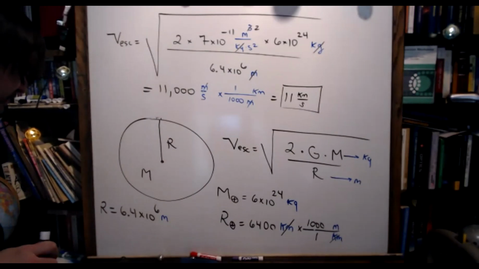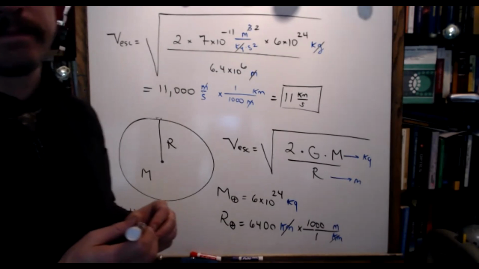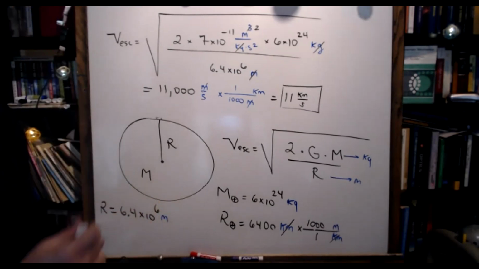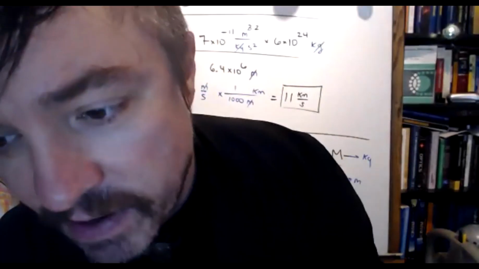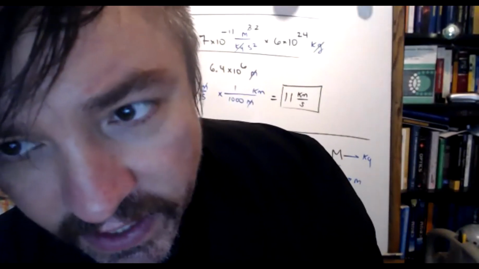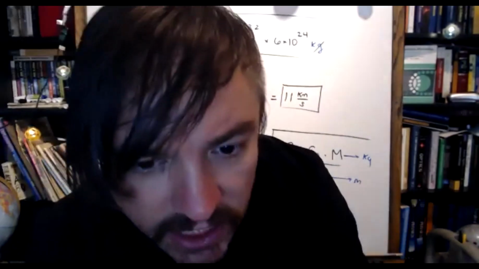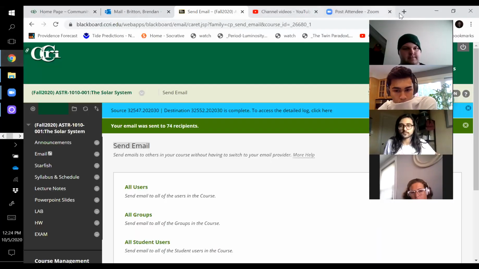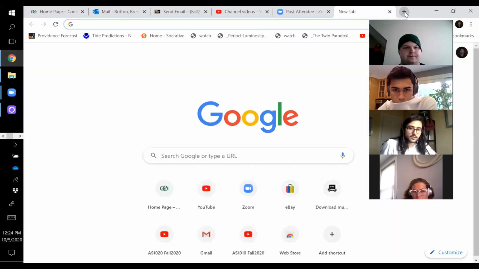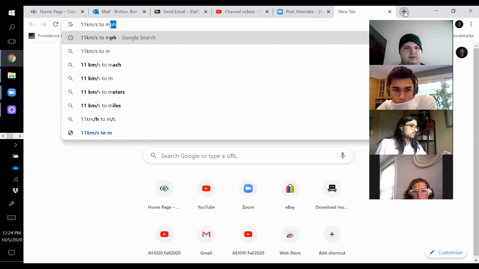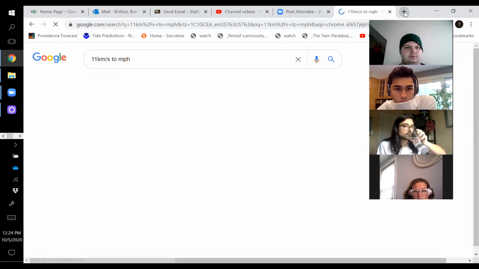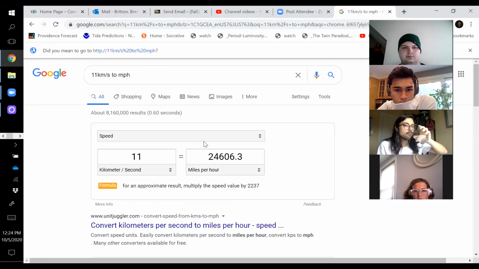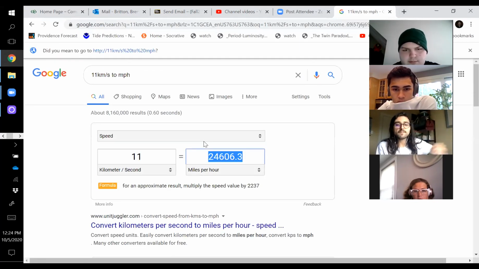Is that fast, class? Do you think 11 kilometers per second is fast? Yeah, it's probably really fast. Let's do something here together. Let's share screen. Let's do a Google conversion real quick. 11 kilometers per second to miles per hour. That's about 25,000 miles per hour.